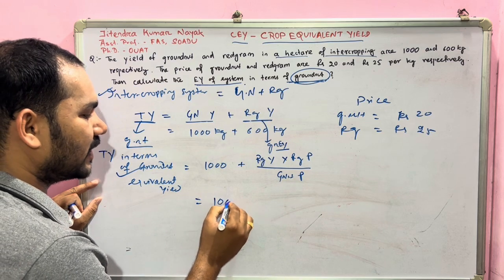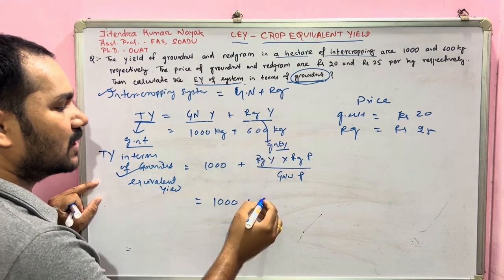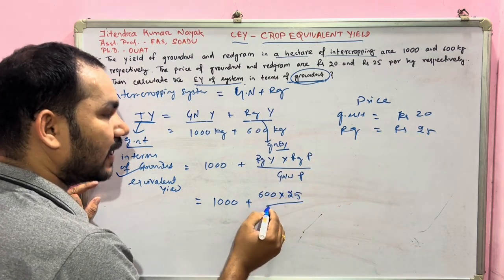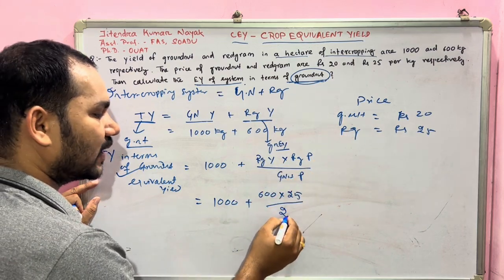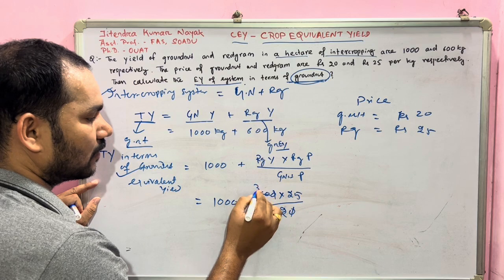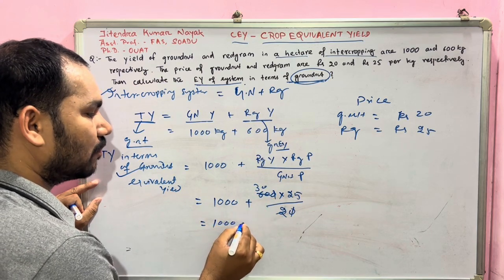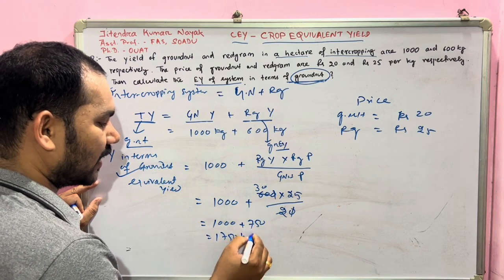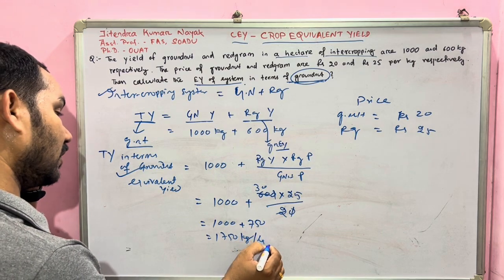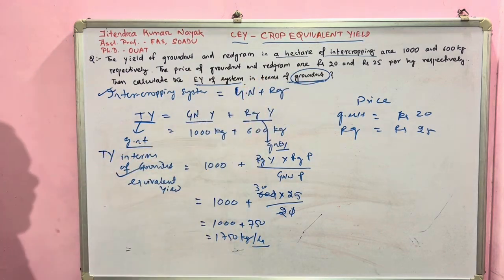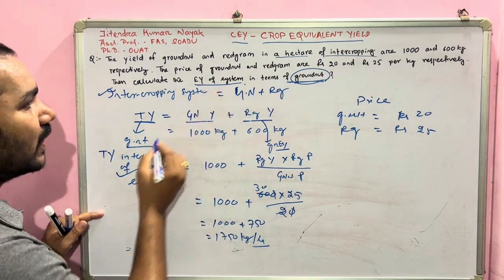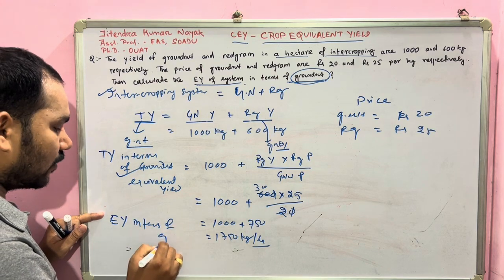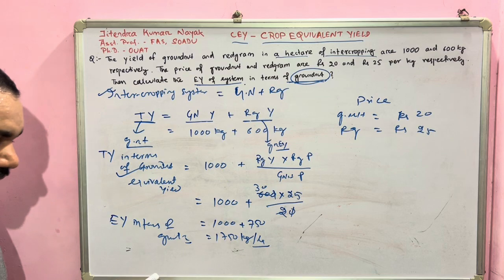So here, 1000 plus red gram yield, which is 600, into red gram price, which is 25, divided by price of groundnut, which is 20. So here you have 750. So 1000 plus 750 will be 1750 kg per hectare, because it is per hectare only. So this is your total yield. This is the answer of equivalent yield in terms of groundnut.